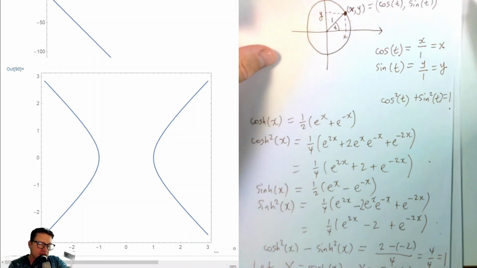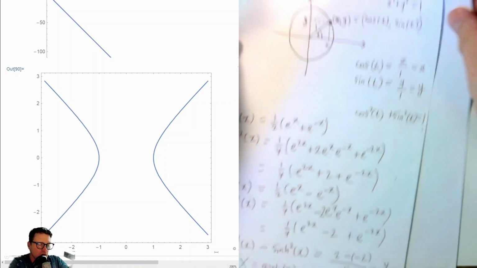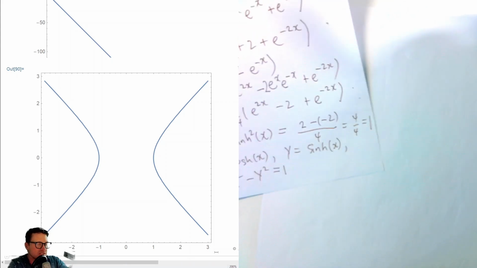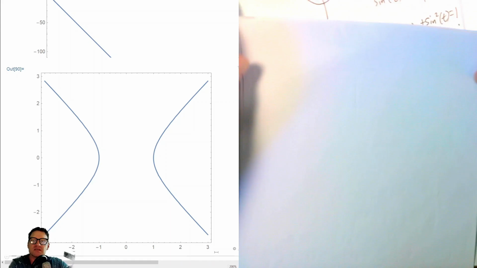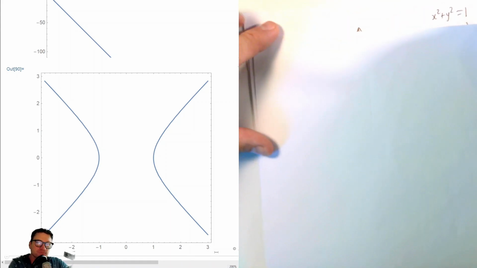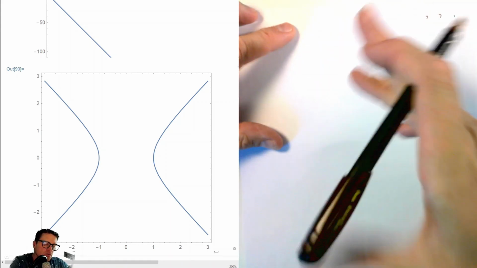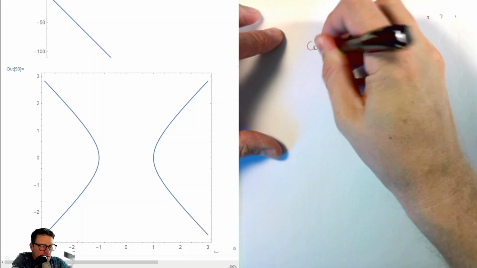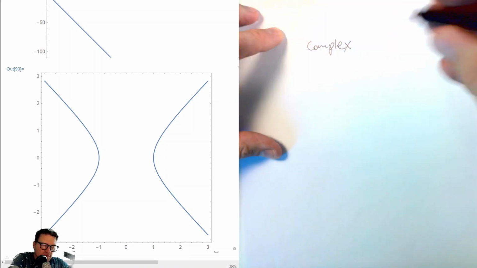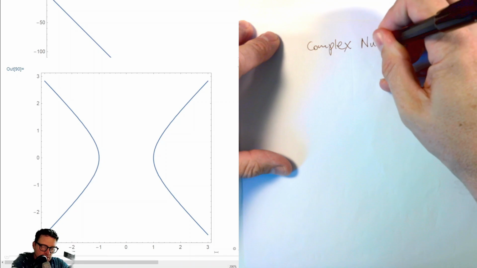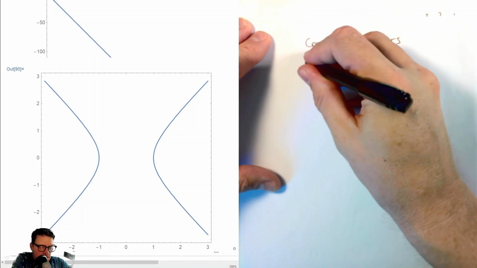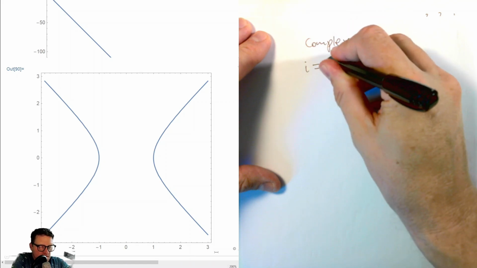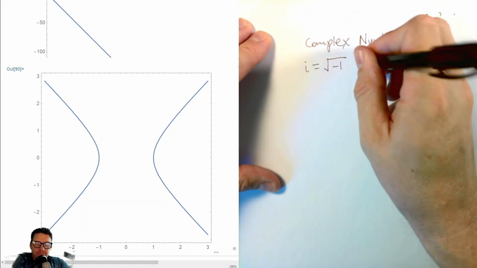Okay, are there other analogies between these? Well, there are, provided you're willing to consider complex numbers. Okay, so let's briefly talk about complex numbers. So, complex numbers, and this by far won't be a complete discussion. So we have the number i, which we call the square root of minus 1.